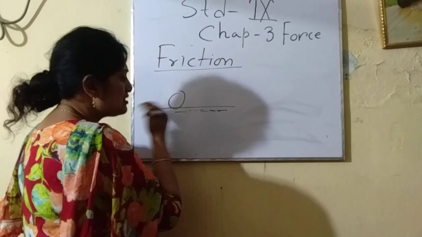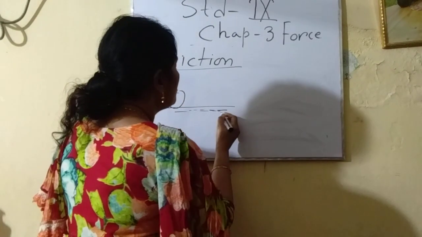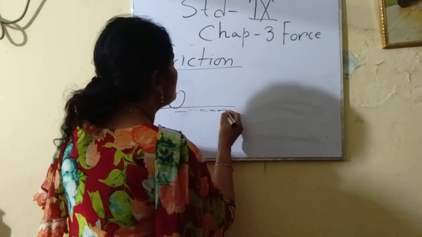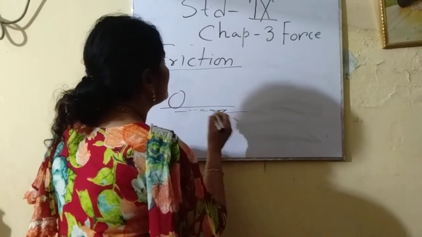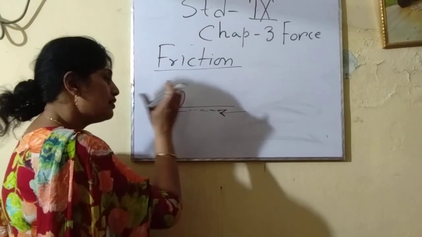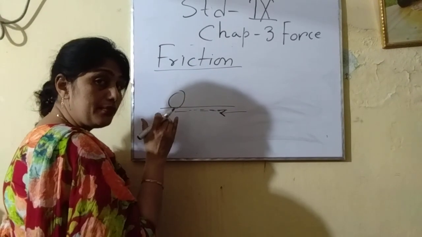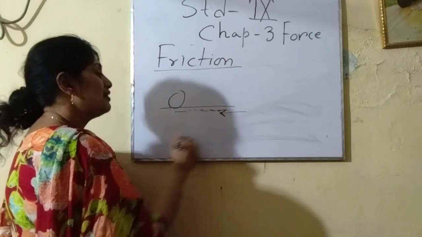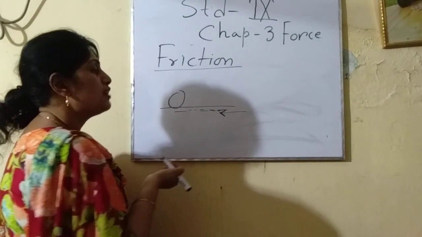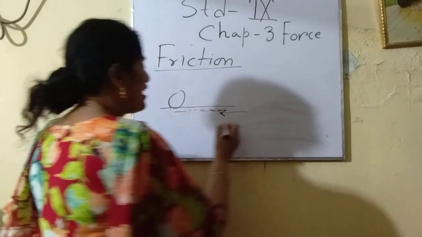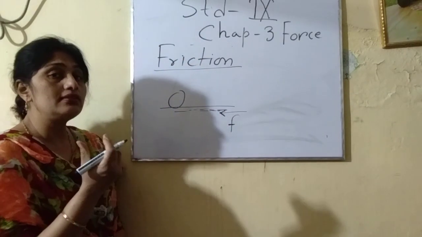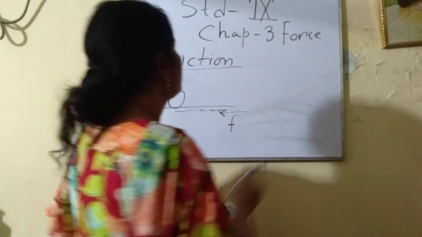But after some time we see another force from the opposite direction hinders the motion of the marble, and the marble stops. That force which acts from the opposite direction is known as frictional force. That resistive force is known as frictional force.